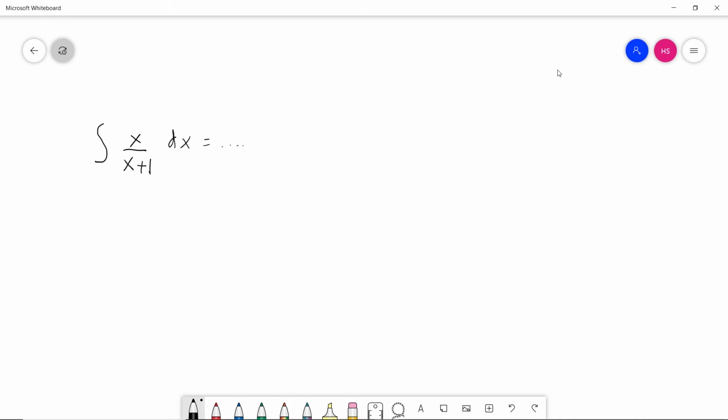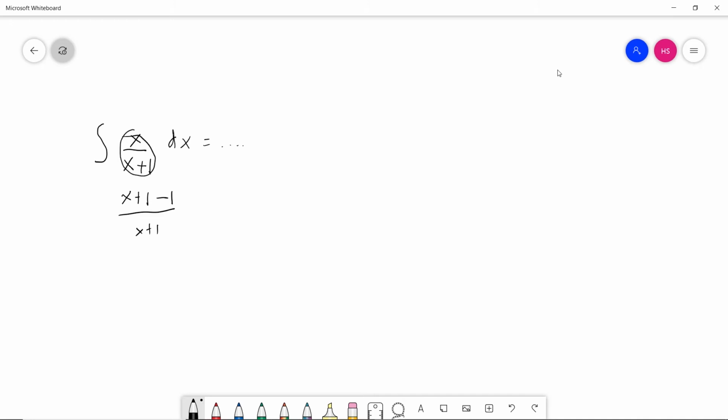Today we're going to solve an integral equation, guys. So this is the integral of x per x plus 1 dx. How to solve it? Yeah, we can separate this first into x plus 1 minus 1 per x plus 1. This is 0, yeah. 1 minus 1 is 0, same with this.